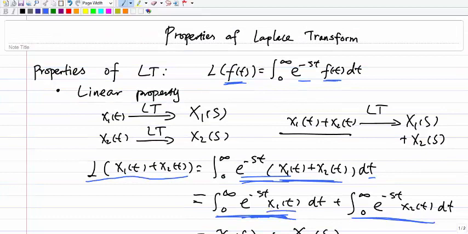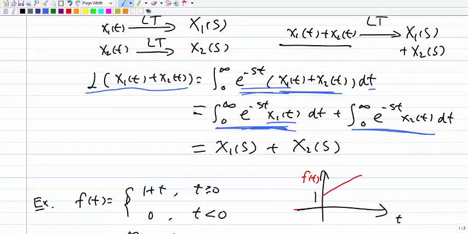So x1(t) times e to the minus st, integrated from 0 to infinity, is just the Laplace transform of x1(t), which is X1(s). Similarly, the integration from 0 to infinity of e to the minus st times x2(t) dt is just X2(s). That's the definition of the Laplace transform.